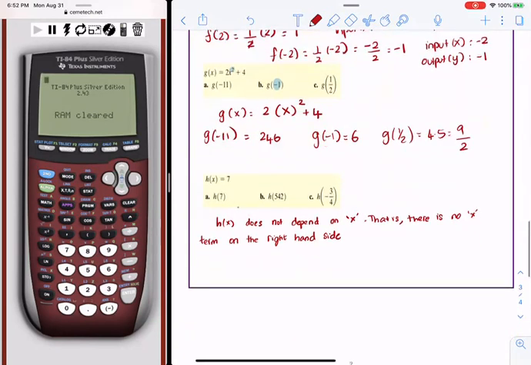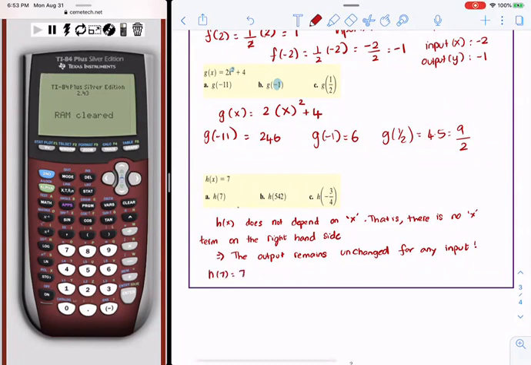In other words, the output remains unchanged for any input. So when you plug in 7, you'd simply get 7. When you plug in 2, you would simply get 7. When you plug in -3/4, you would simply get 7.